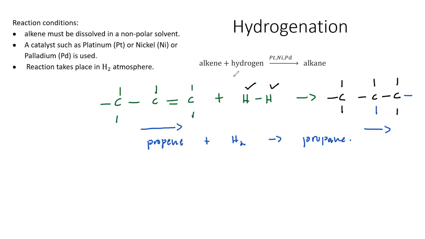So propane, hydrogen, propane. All right, let's keep working. Look at the conditions. I say to you, there must be a catalyst. There must be the alkene dissolved in a non-polar solvent, and obviously it must happen in the presence of hydrogen. This reaction is important in the food industry. Why? Because it is the one that forms margarine.